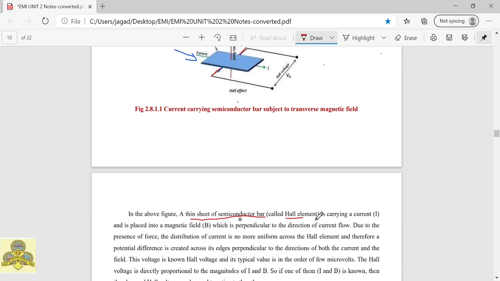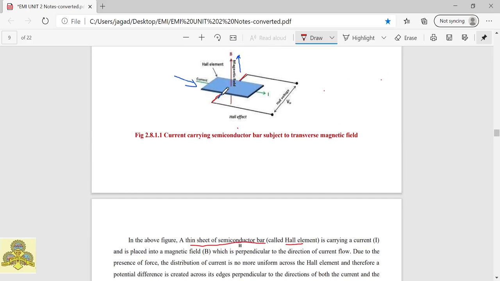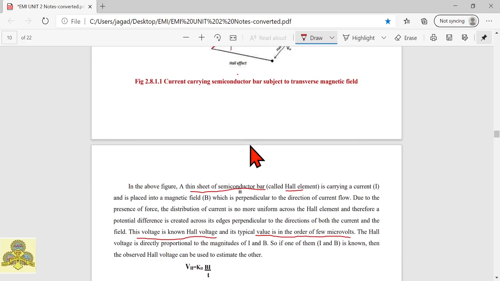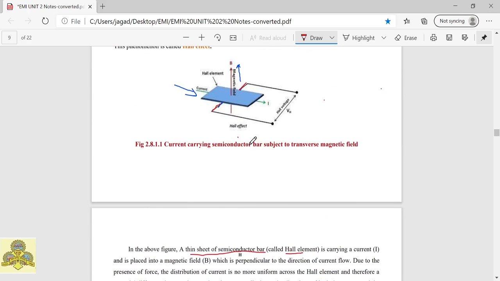Fine. So you can see here the voltage is known as Hall voltage and it is typically in the order of a few microvolts. The voltage developed here, or potential difference developed here, that voltage is called the Hall voltage and it is in the order of a few microvolts.